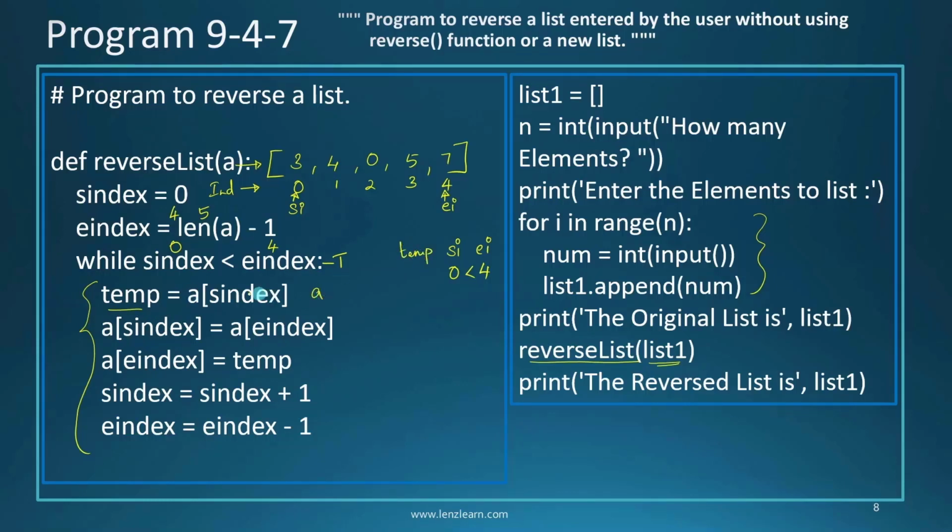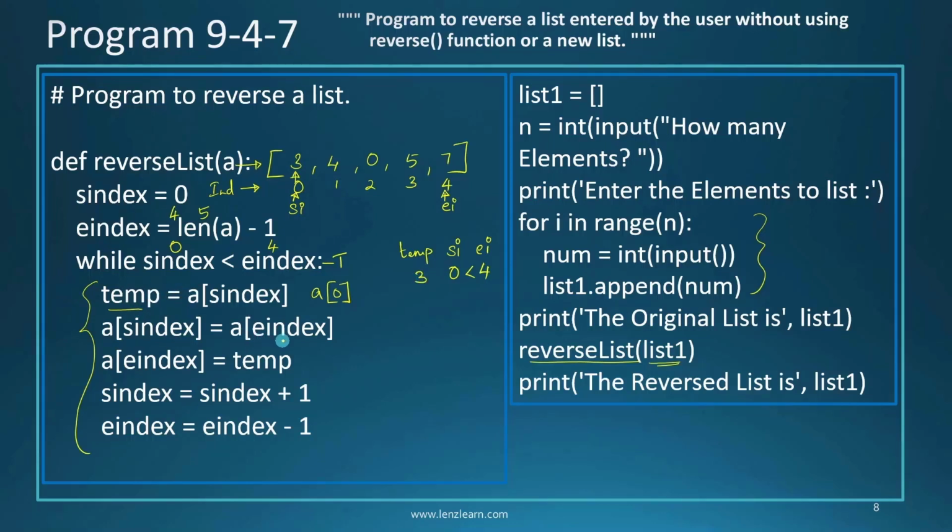So A of S index, what is S index? Right now the value is 0. So A of 0, what is the value of A of 0? That is the value available at index 0, so that is 3. So value 3 will be copied into temp. So temp has value 3.